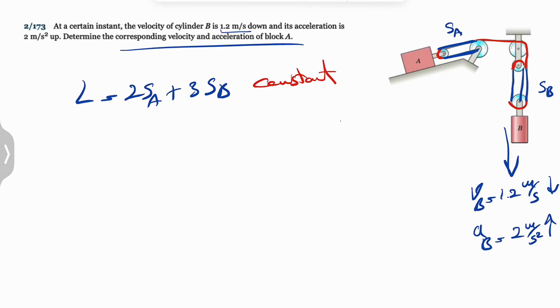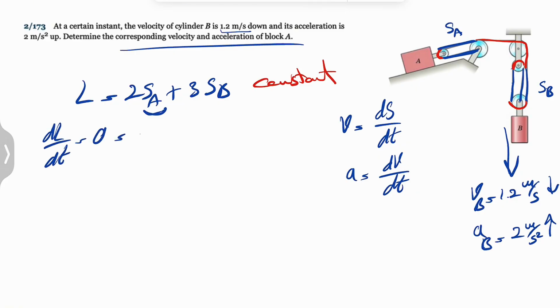As we talked about, velocity is the derivative of displacement over time, and acceleration is the derivative of velocity over time. So let's do the first differentiation. dL over dt is going to be 0 because it's a constant. This one is going to give us the velocity of A, and this one the velocity of B, and the constant is going to be 0 too.